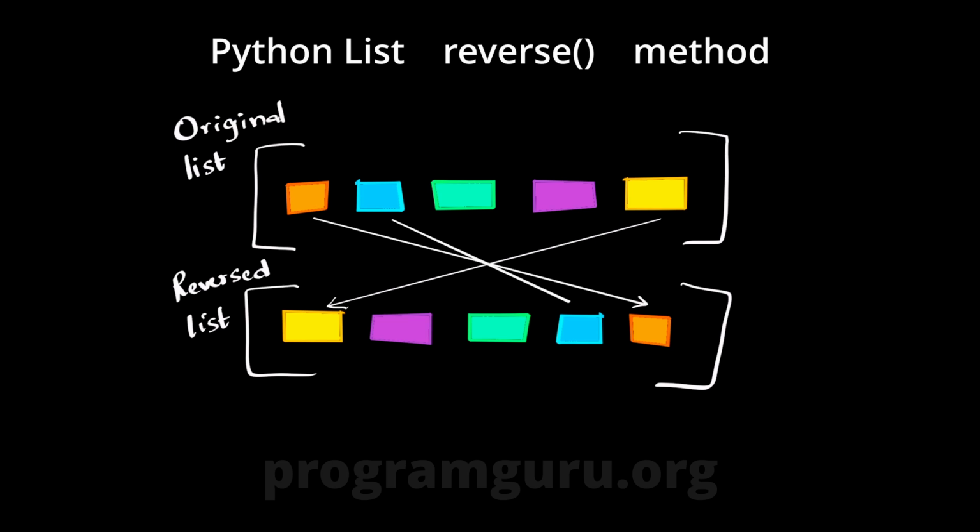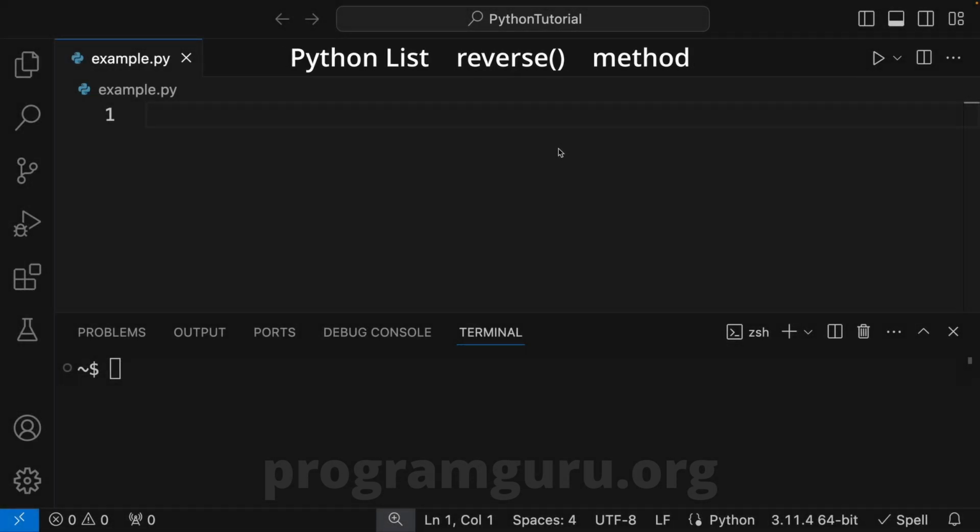Second item becomes the last but one item and the last but one item becomes the second item and so on. Now let us go through some examples.